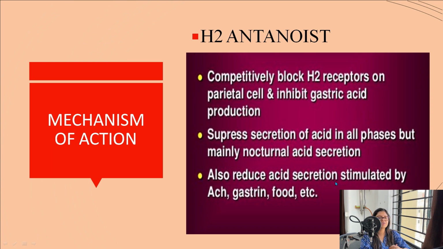Now the mechanism of action for H2 antagonists. How are they acting? They act competitively, which means they directly block the H2 receptors. Where are these H2 receptors present? They are present on the parietal cell, and blocking them reduces gastric acid production. So while gastric acid production is reduced, the sore formation, the crater formation on the walls, is automatically reduced. It also helps to reduce the acid secretion stimulated by acetylcholine, gastrin, or any dietary elements.